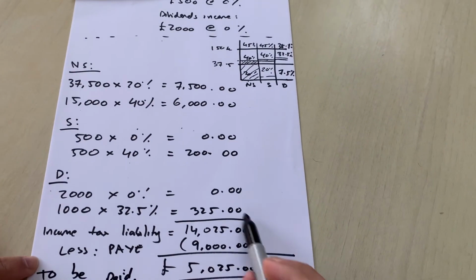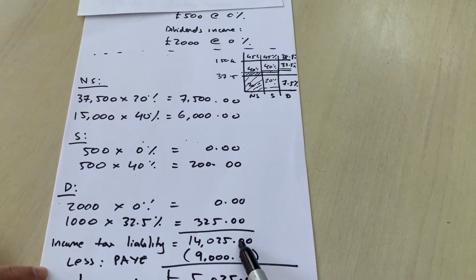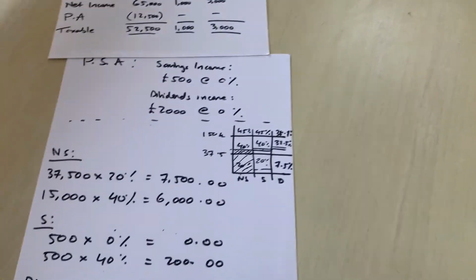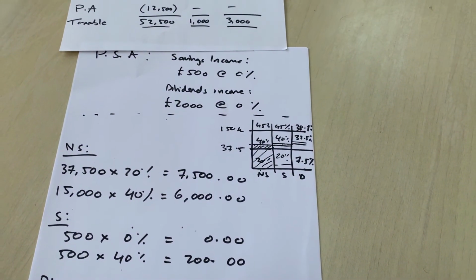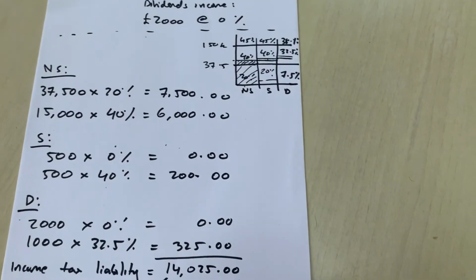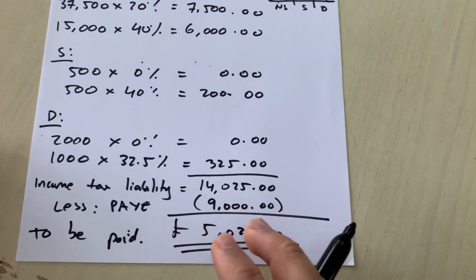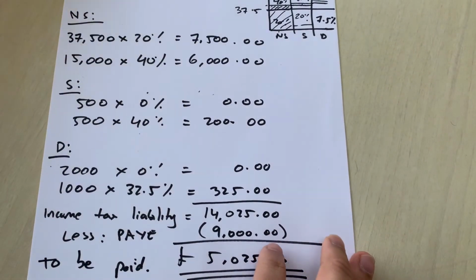So we can see our total income tax liability for the year would be £14,025 on this example that we worked here. Given that we've already paid pay as you earn throughout the year of 9,000, the remaining amount is 5,025.